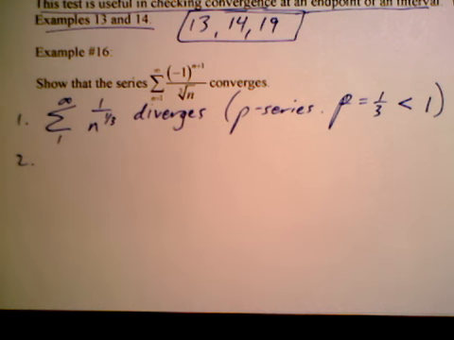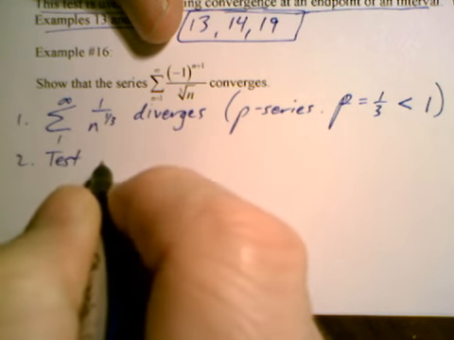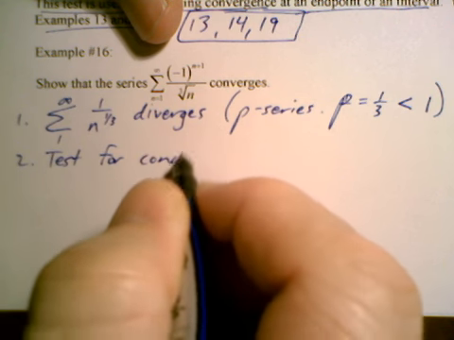Does it converge conditionally or absolutely? That's when you have to worry about it. But if a series converges conditionally, it converges, period. Okay? So we're going to test again for conditional convergence.